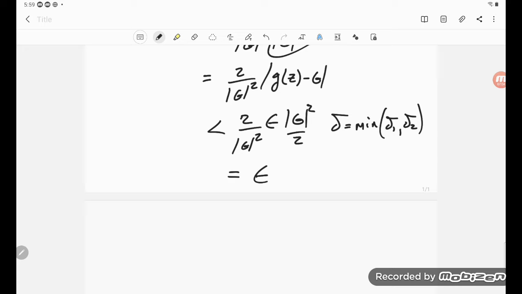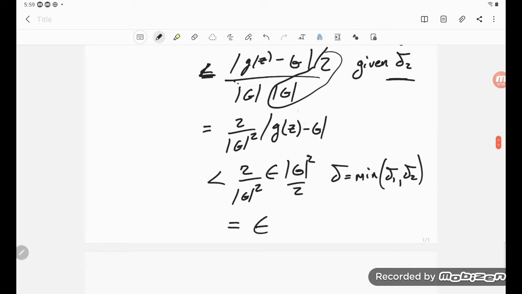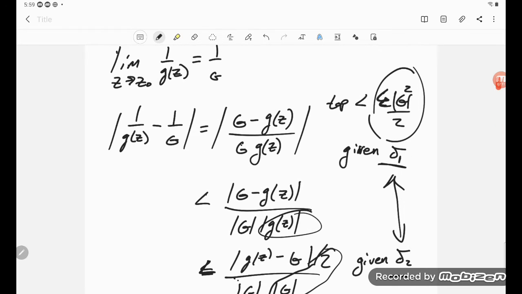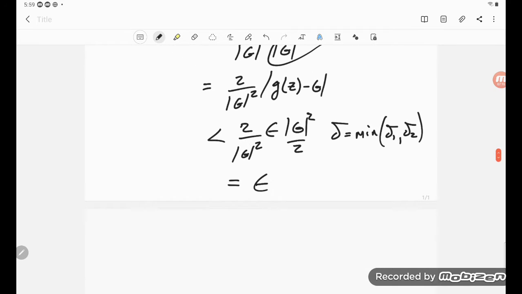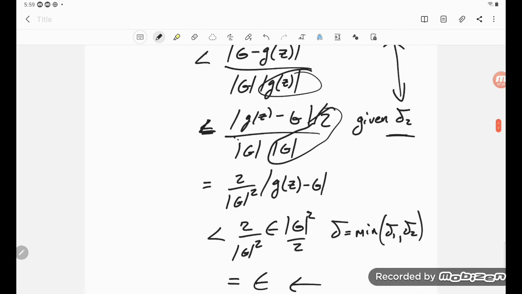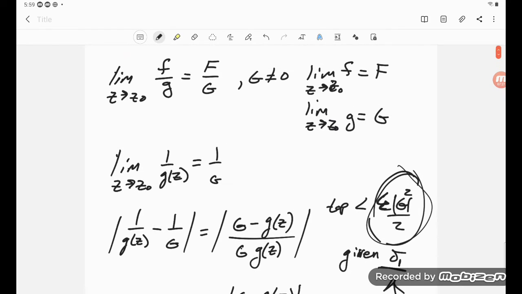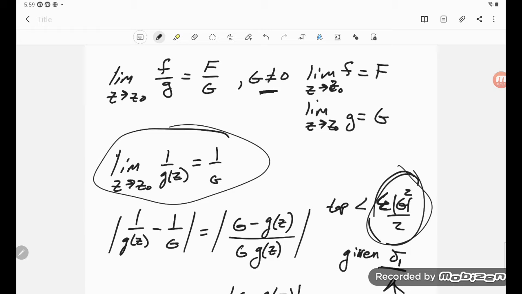So, in math we often tend to do this kind of stuff, like choosing this epsilon to be not so pretty, so that when we get to this one, it is pretty. Everything cancels out and it looks nice. Okay, so that tells me then that this limit is true as long as g is not equal to 0. Okay, so I have that.